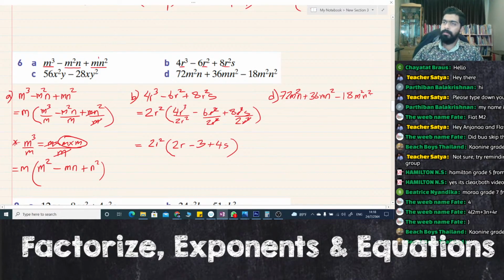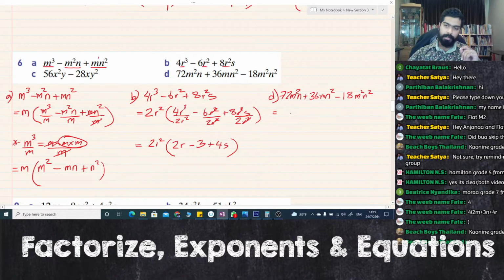Now let's see if anyone has got the answer. All right, so let's start off with the first one, okay? Let's see who can give me the greatest common factor. So what is the greatest common factor of 72, 36, and 18? All right, so first let's start off with that. What is the greatest common factor of 72, 36, and 18?